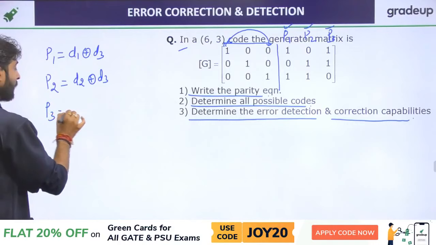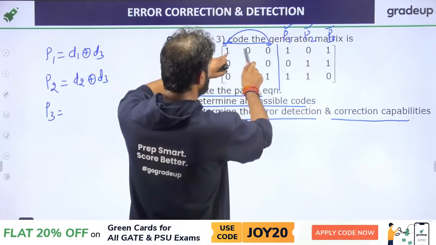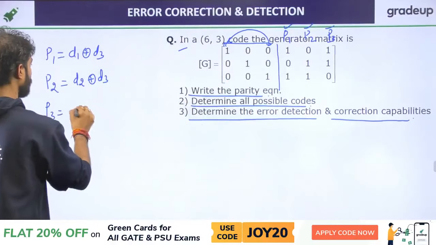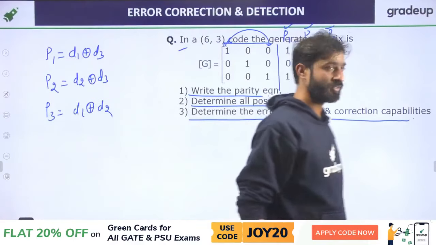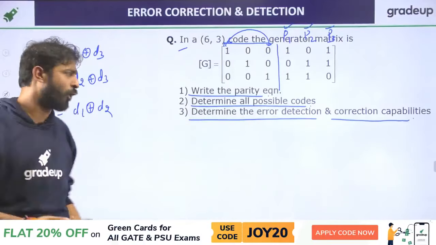Now for P3, I am writing the columns D1, 0, 1, 0, 1, and 0, 1, 1, 0, 0, 0. It is a combination of D1 XOR D2. It is like this, right? Yes, correct.